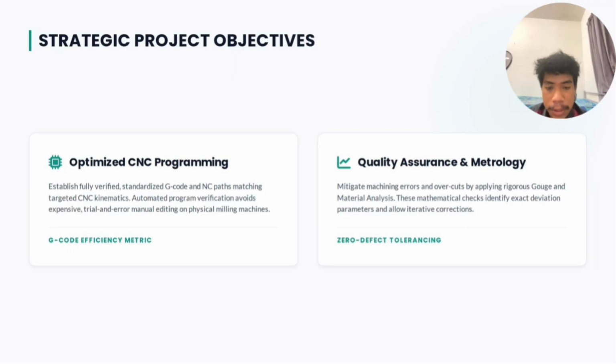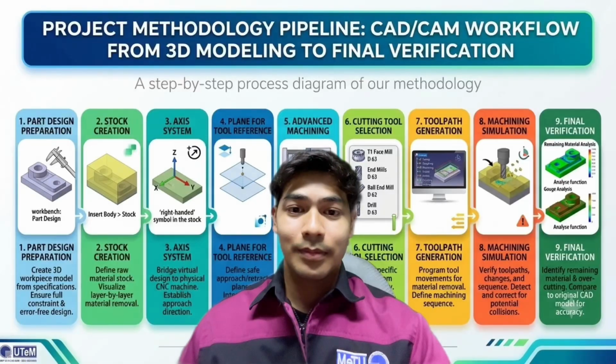In conclusion, the CATIA CAD and CAM process integrates design, machining, and inspection into one workflow. This improves productivity, machining accuracy, and product quality while reducing manufacturing time and error.